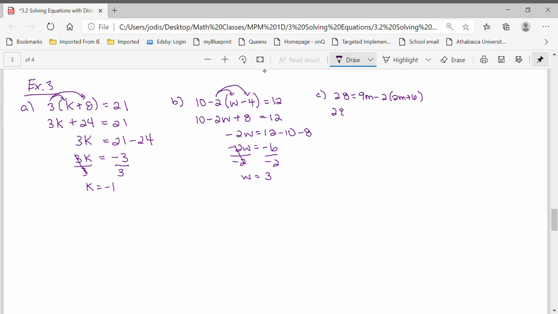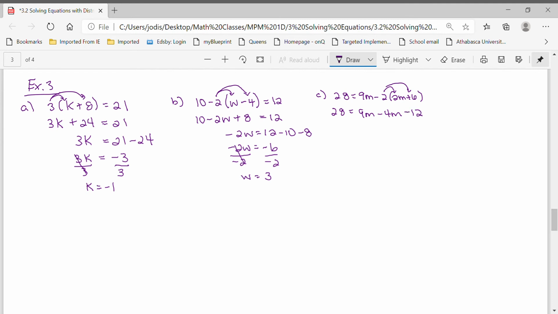Okay, so we can't do anything on that side. And again, we can't do this 9m minus 2, so let's leave the 9m alone. We're going to distribute the 2. So negative 2 times 2m is a negative 4m, and then negative 2 times 6 is negative 12.